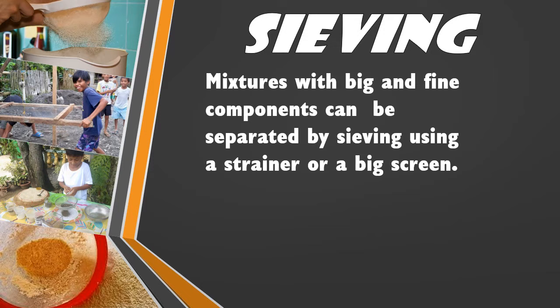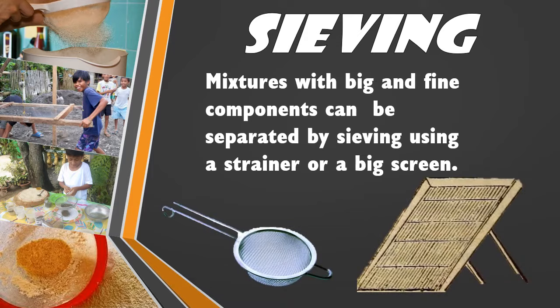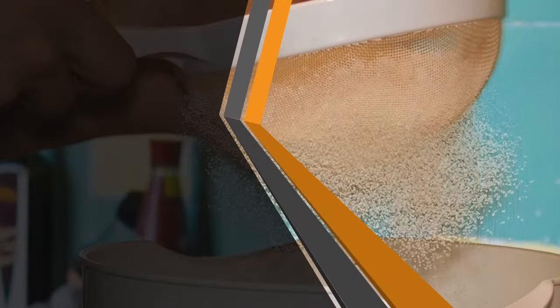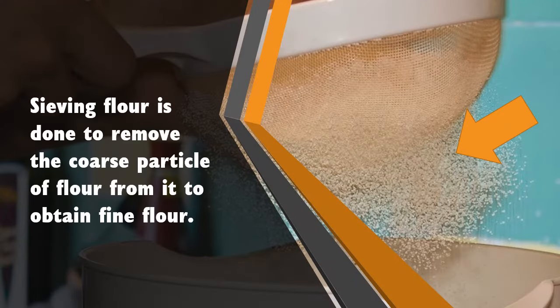Mixtures with big and fine components can be separated by sieving using a strainer or a big screen. The strainer allows only the fine particles through it and prevents the larger ones. For example, sieving flour is done to remove the coarse particles of flour from it to obtain the fine flour.